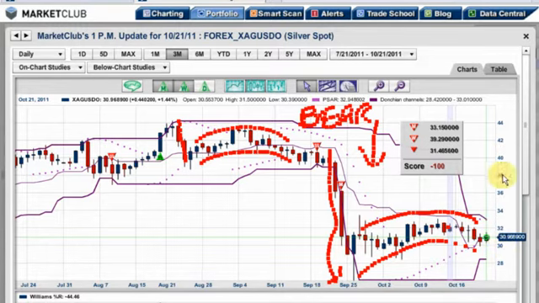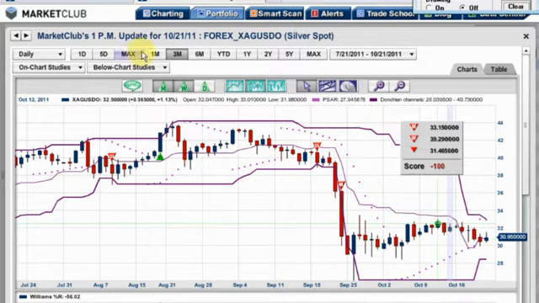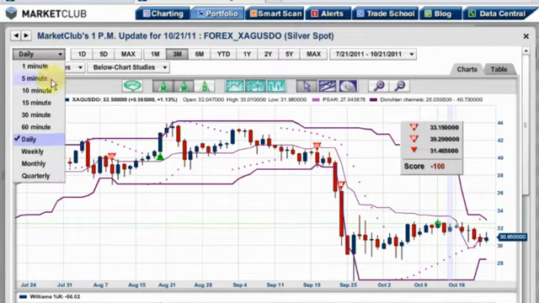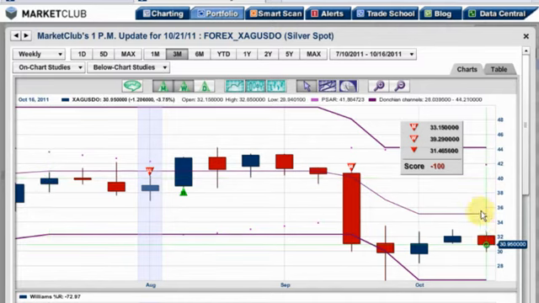So let me just clear this off the table for a second, clear the screen, and look at our weekly charts. It's quite easy to do with MarketClub. Just go up here and click weekly, boom, and you can see right away you have that red weekly triangle, which is not a positive sign for this market.